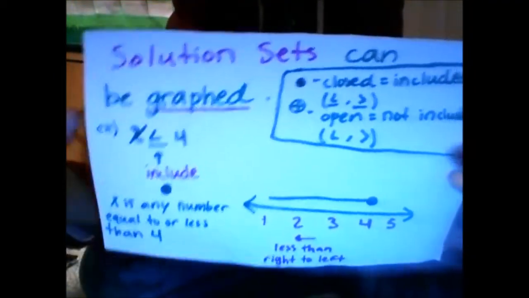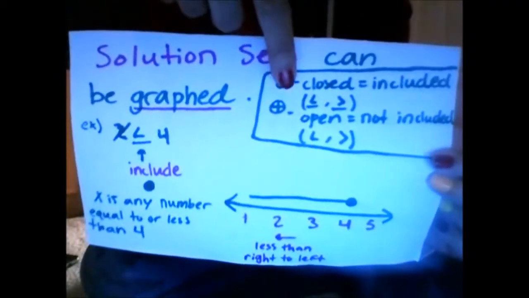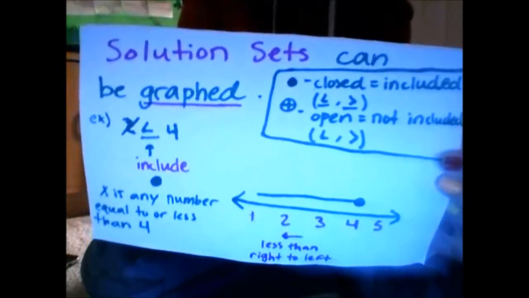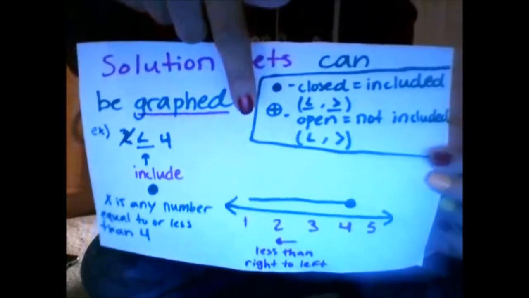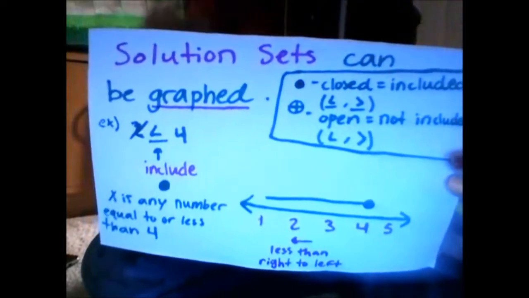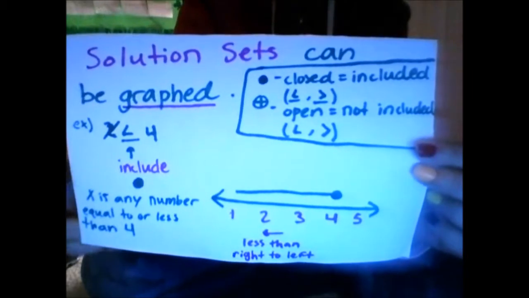A closed circle means that you are including the number, for example, in a greater than or equal to sign or a less than or equal to sign. An open circle means that you're not including it, for example, in a greater than sign or a less than sign.